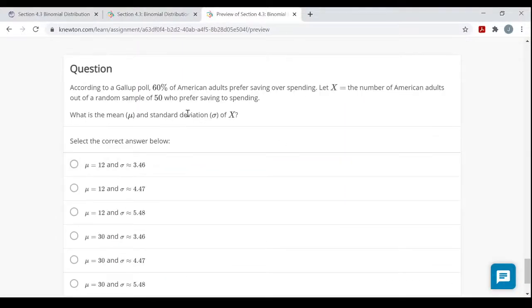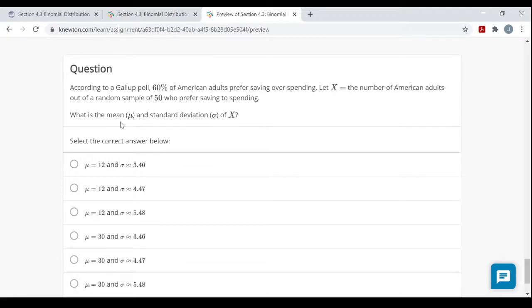All right, so my question. According to a Gallup poll, 60% of American adults prefer saving over spending. So, they say let X, capital X here, be this random variable that represents the number of American adults out of a random sample of 50 who prefer saving to spending.